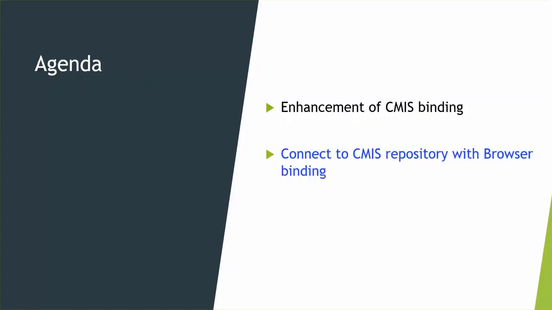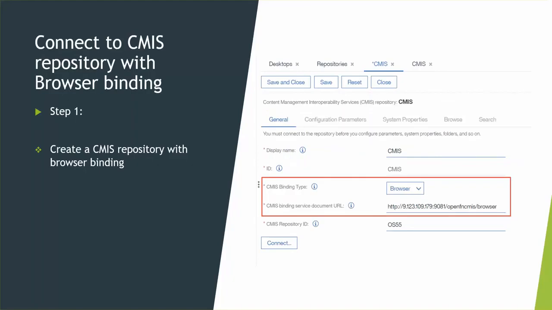Then let's show you how to connect to a CMIS repository with browser binding in Content Navigator. The first step is the same. You also need to log into the ICN admin desktop, then go to the administration view and create a CMIS repository.